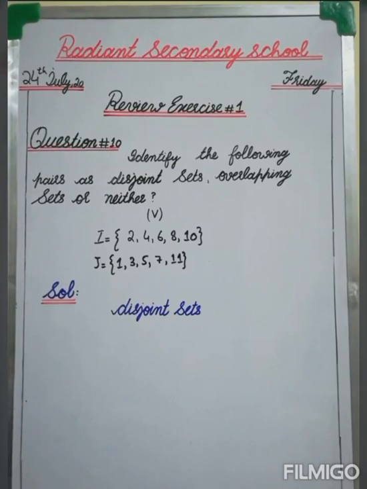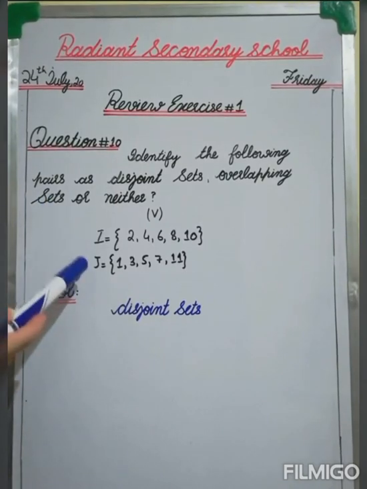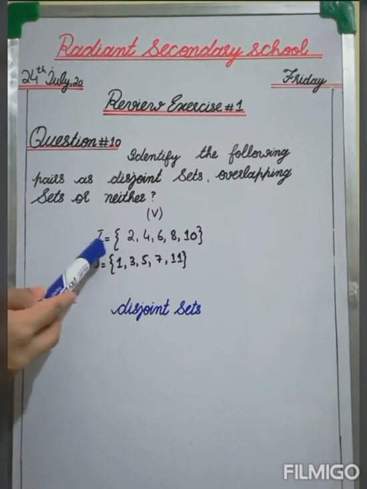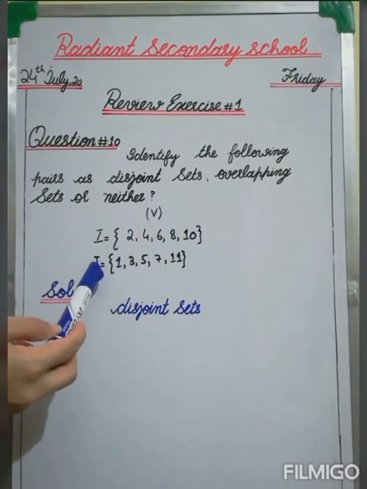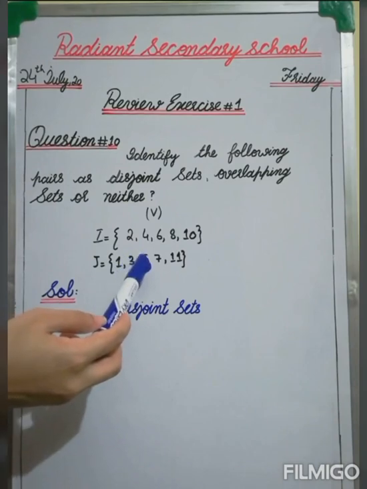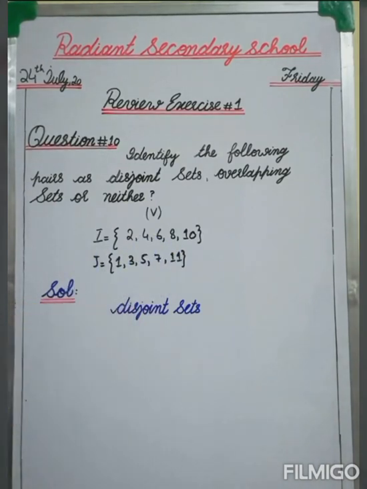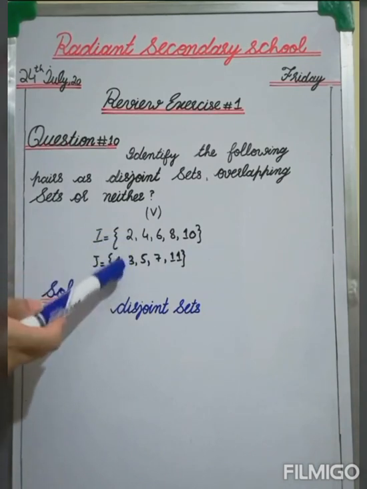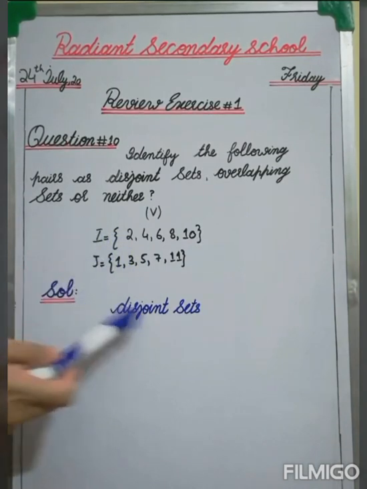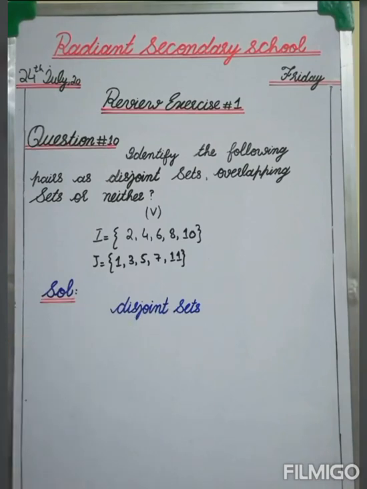Now come to part number 5, two sets are given. The elements of set I are 2, 4, 6, 8, 10 and the elements of set J are 1, 3, 5, 7, 11. Students, you can see that no element is common in both the sets, so that's why these sets are called disjoint sets.